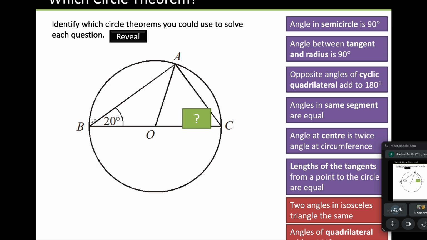Okay, so my clue is we have a semicircle here. Okay, type your answer in, and press enter in 3, 2, 1, and go.